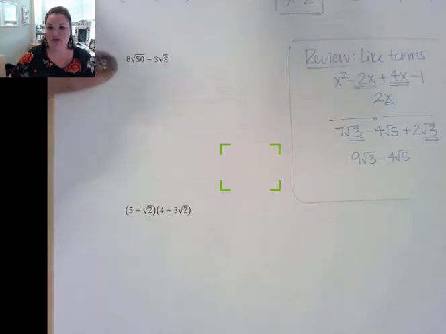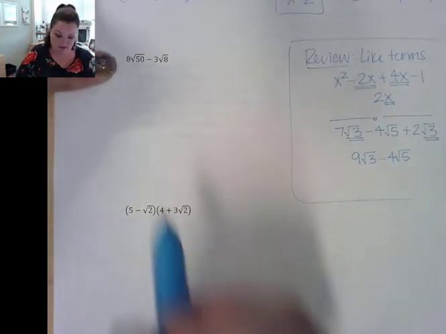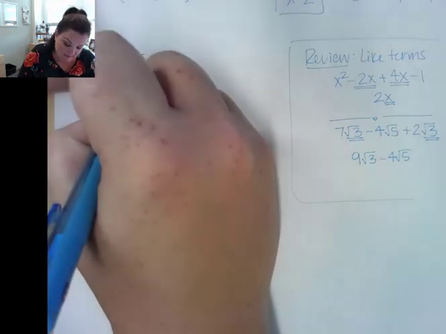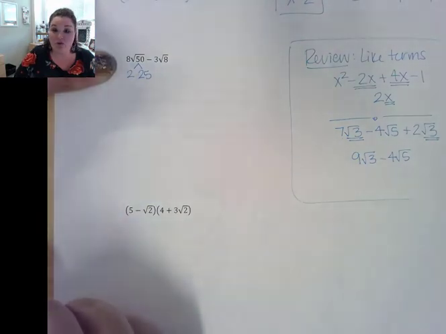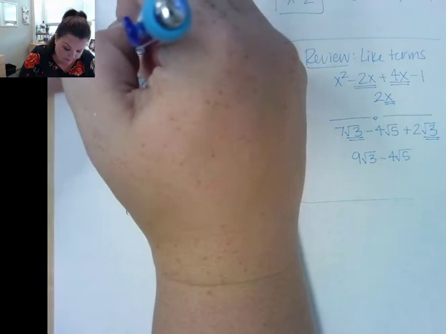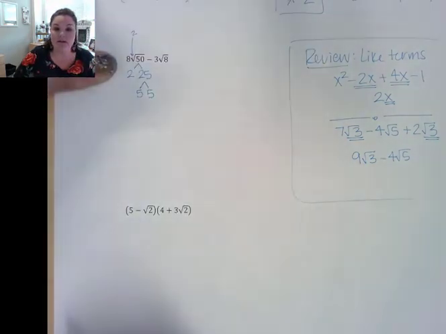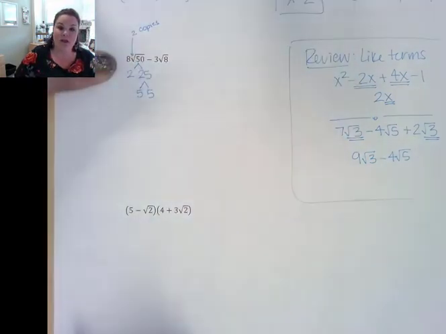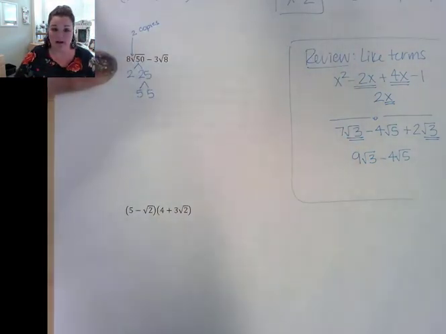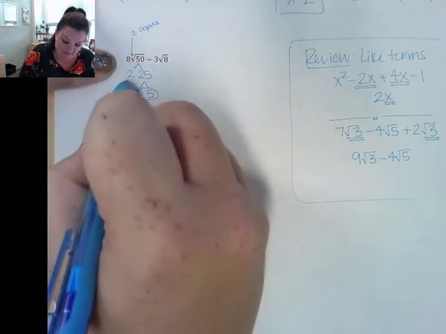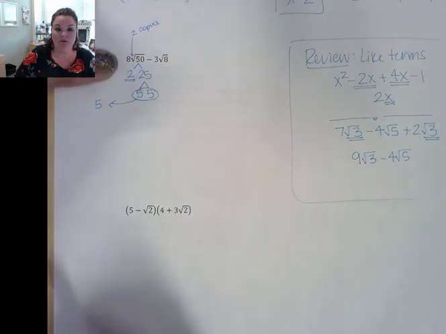I'm going to see if I can focus this a little bit more. There, that's better. All right, so I'm going to go ahead and prime factor 50. 50 is the same thing as 2 times 25, and 25 is a perfect square. This is 5 times 5. And notice here, my little index number, if there's nothing written there, is a 2, which means I need 2 copies of a number in order to be able to bring that number out. So here I have 2 copies of a 5, so I can bring out a 5, but there's still going to be a 2 left over.